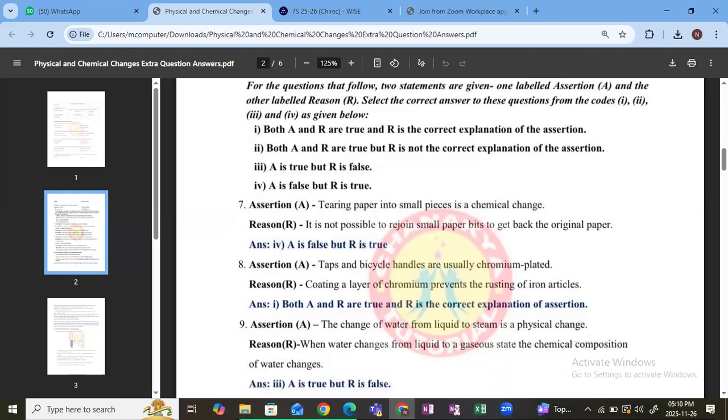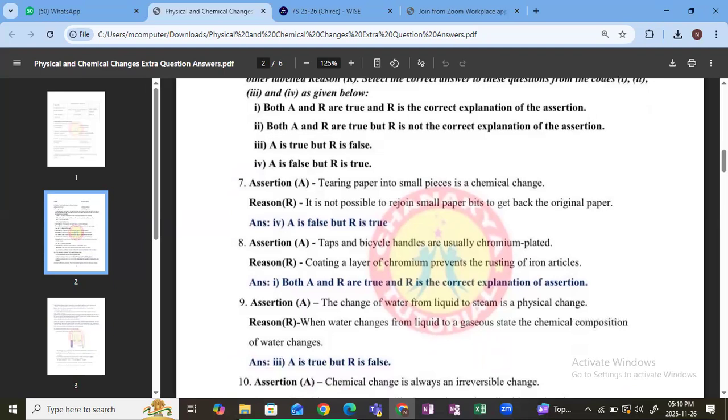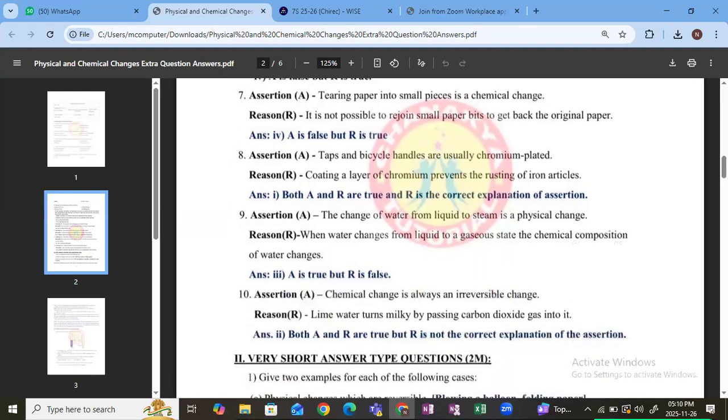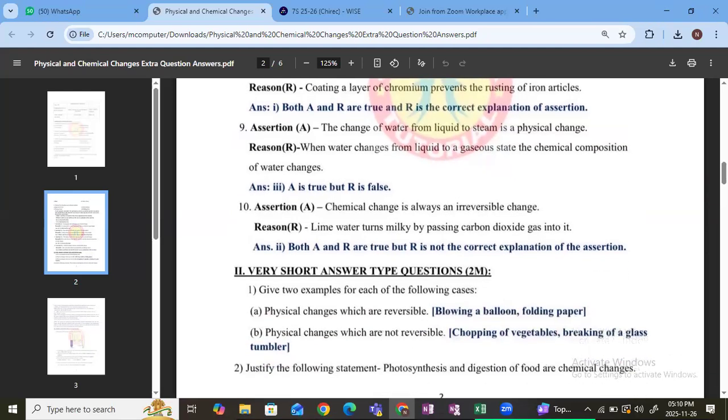Next: the change of water from liquid to steam is a physical change. Correct. When water changes from liquid to gaseous state, the chemical composition changes. No, ma'am, only the state changes from liquid to gas. Water is changing into vapors basically. Chemical change is always an irreversible process. Correct. Lime water turns milky by passing carbon dioxide. It is also correct, but ma'am, it is not related.